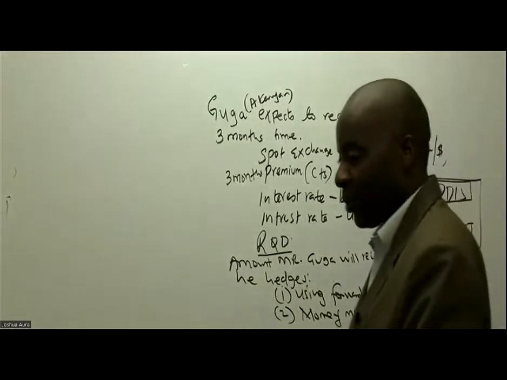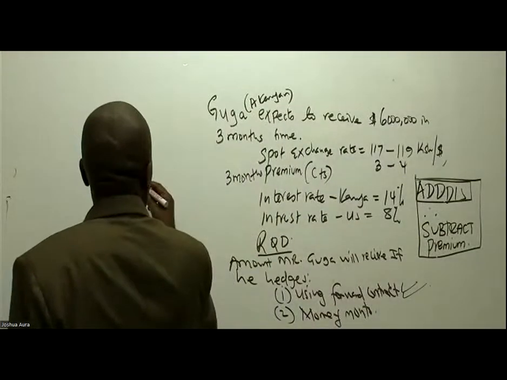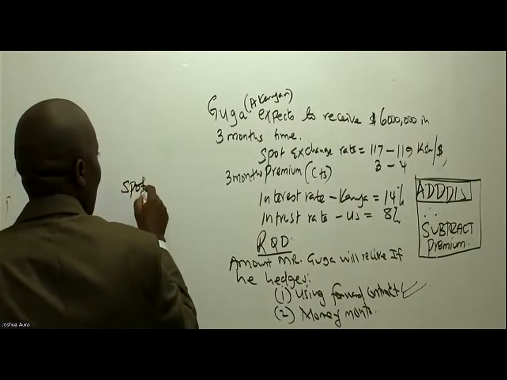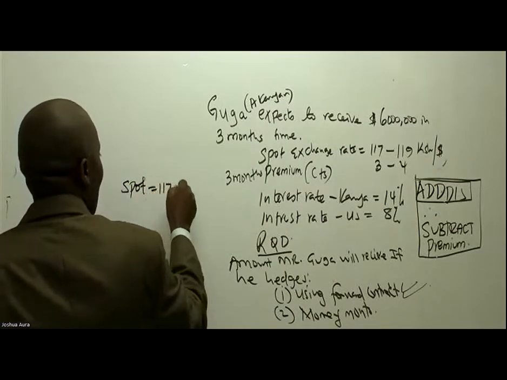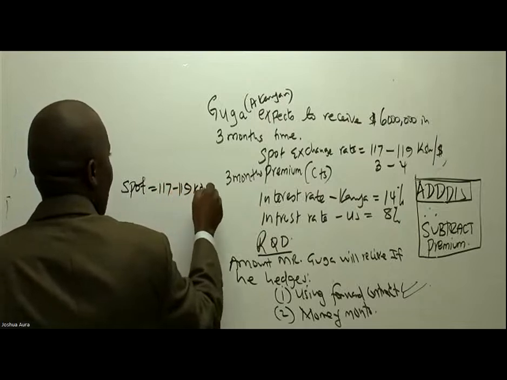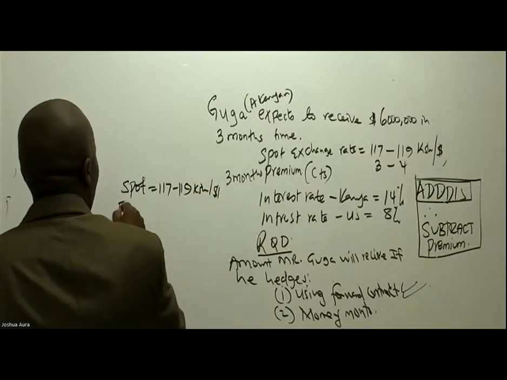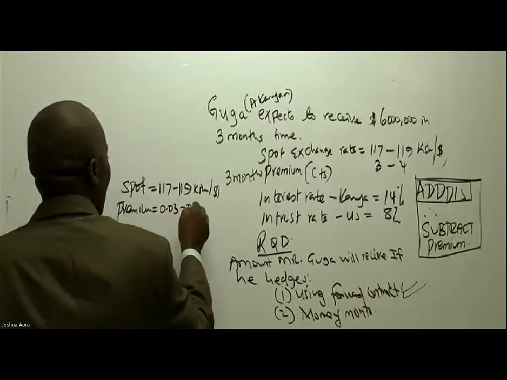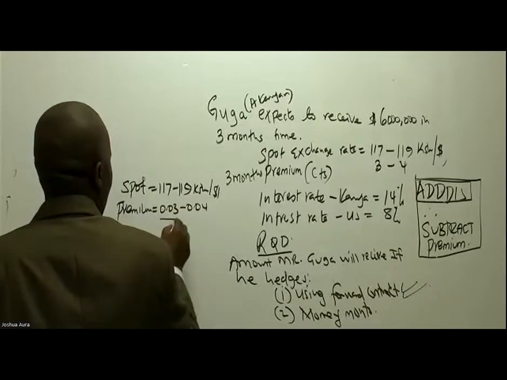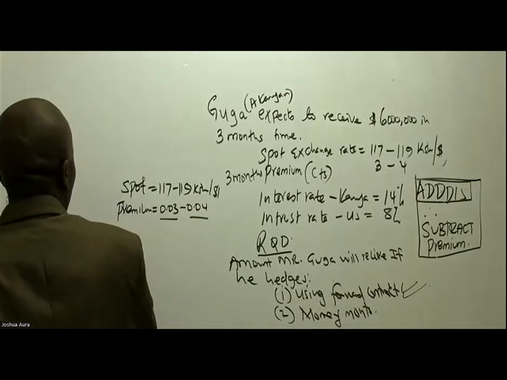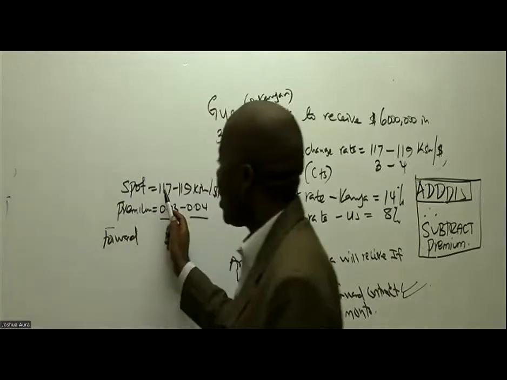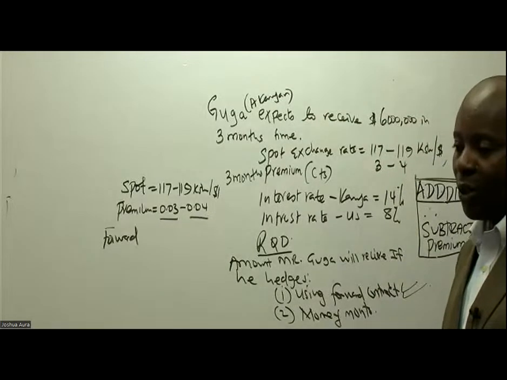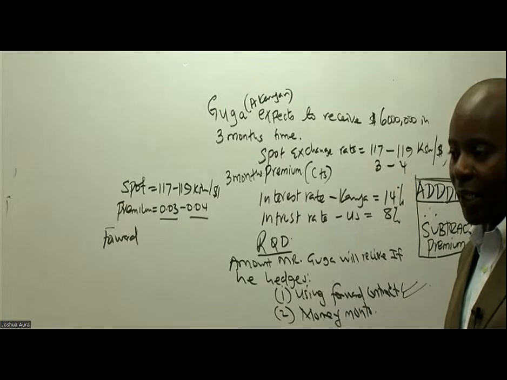So premium, we are subtracting. Here we have our spot, which is 117 to 119 Kenya shillings per dollar. And then we have our premium, which is 0.03 to 0.04. So we are subtracting to be able to get the forward. 117 minus this. I hope you are seeing where I'm getting 0.03 from. Because they are cents, we must divide them by 100.